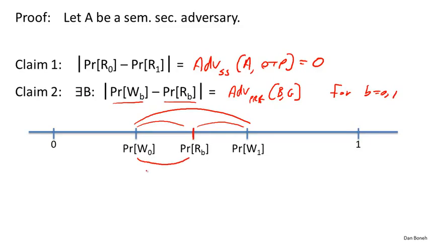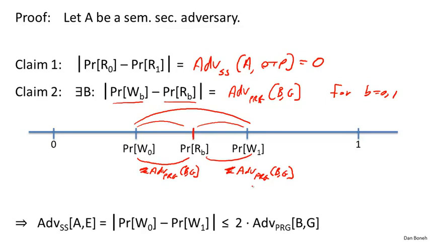We know that this distance is now less than the advantage of B against G. That's from claim 2. And similarly, this distance is actually equal to the advantage of B against G. And as a result, you can see that the distance between W0 and W1 is at most twice the advantage of B against G. That's the theorem we were trying to prove.